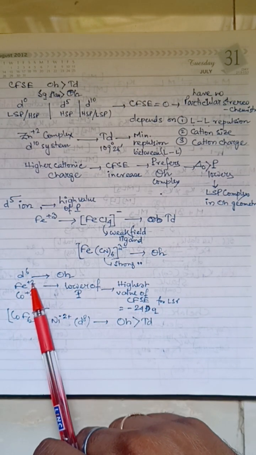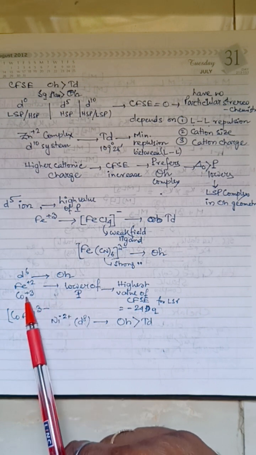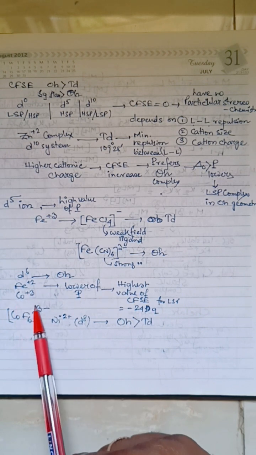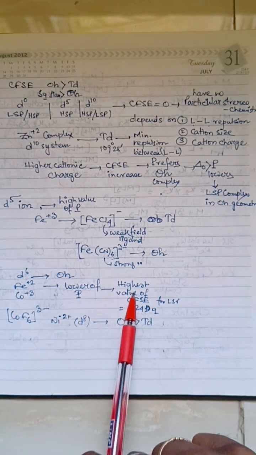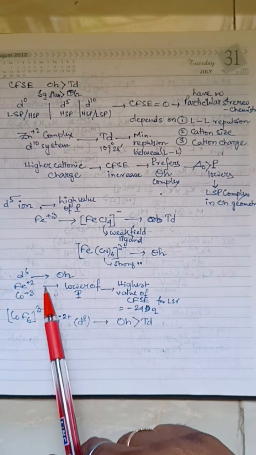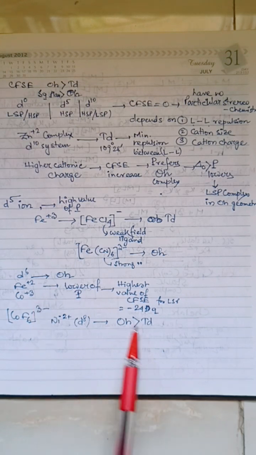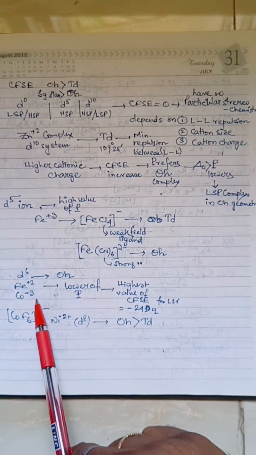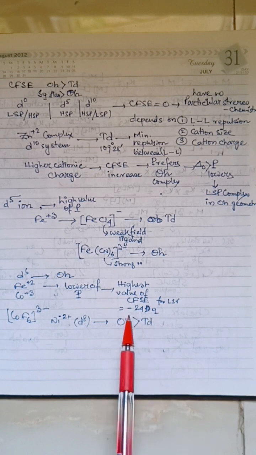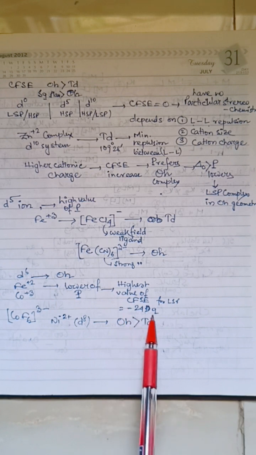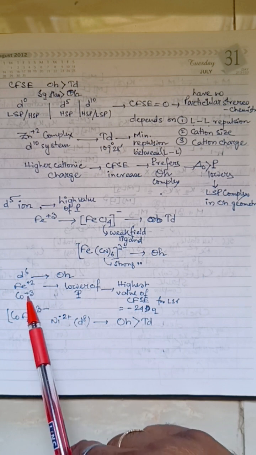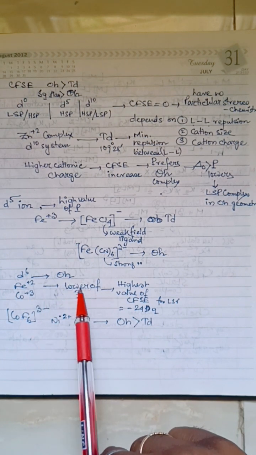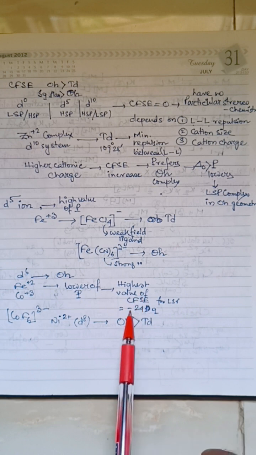Now, in the d6 system, like octahedral geometry with Fe2 plus or Co3 plus, which lowers the value of P, that means the highest CFSE value for this type of ligand in this type of central metal. So it has the highest CFSE value, that is 2.4 delta O, so in this type of complexes we get the highest value of CFSE.